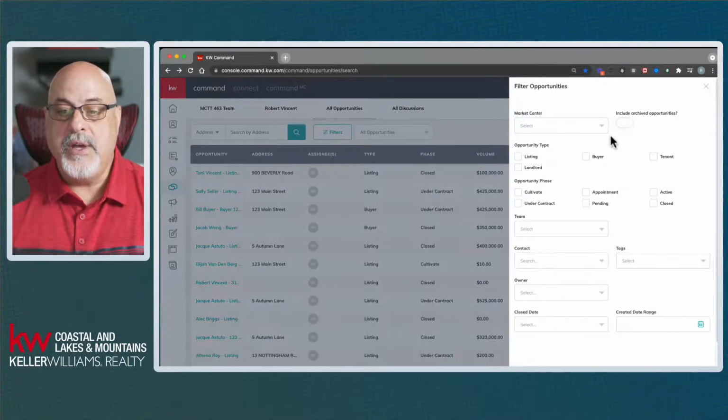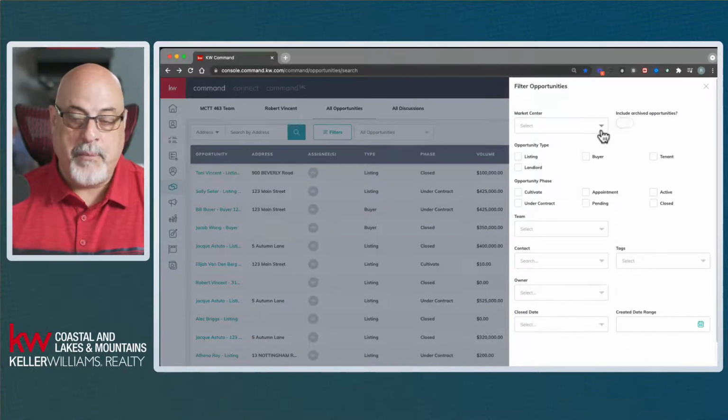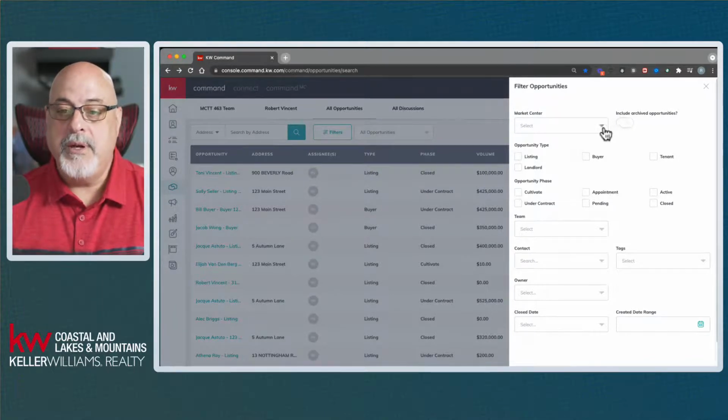On the filters, we can search for if you're a member of multiple market centers. I'm talking to you, Loban. If you search for multiple market centers, you can narrow it down here. What kind of an opportunity is it? Listing, buyer, tenant, landlord. So you have all these different search tools that you can use for filtering to get it down to what you're looking for.